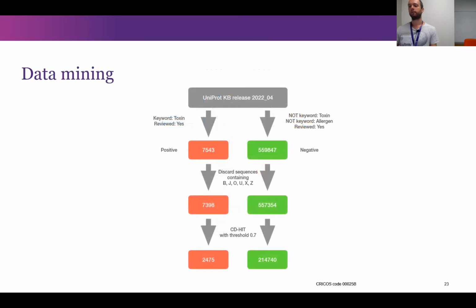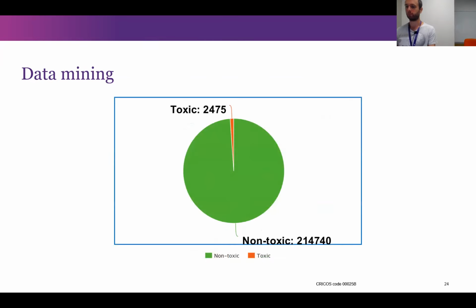Okay, our data set was obtained from UniProt, which is a large database with proteins of different functions. And after curation, we obtained an extremely imbalanced data set with a non-toxic to toxic ratio of about 90. And we just wanted to see how well transformers would handle such data.